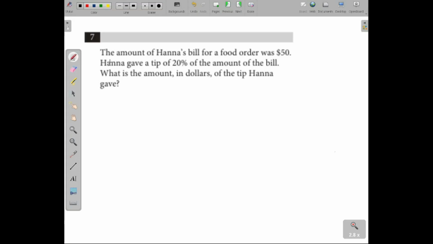Number 7. The amount of Hannah's bill for a food order was $50. Hannah gave a tip of 20% of the amount of the bill. What is the amount in dollars of the tip Hannah gave? So we know that Hannah's bill for a food order was $50, and she gave a tip of 20% of that amount. And we want to know what amount is the 20%.